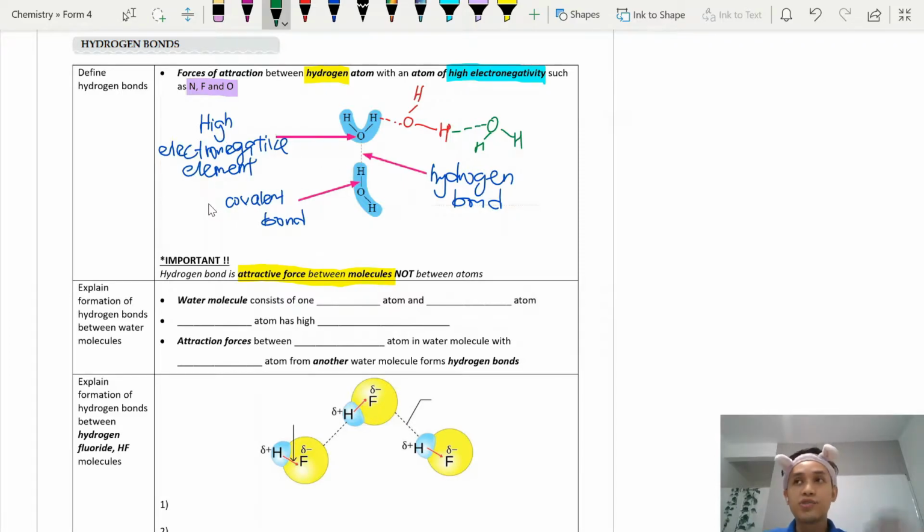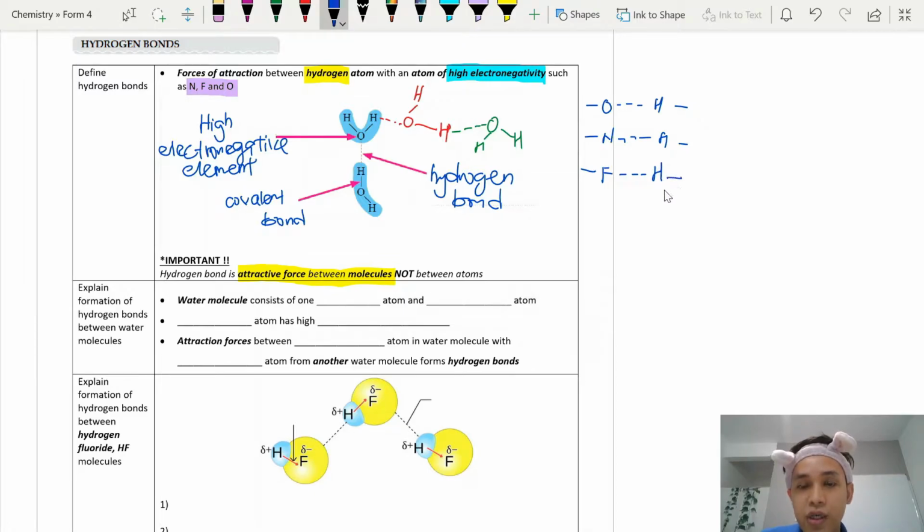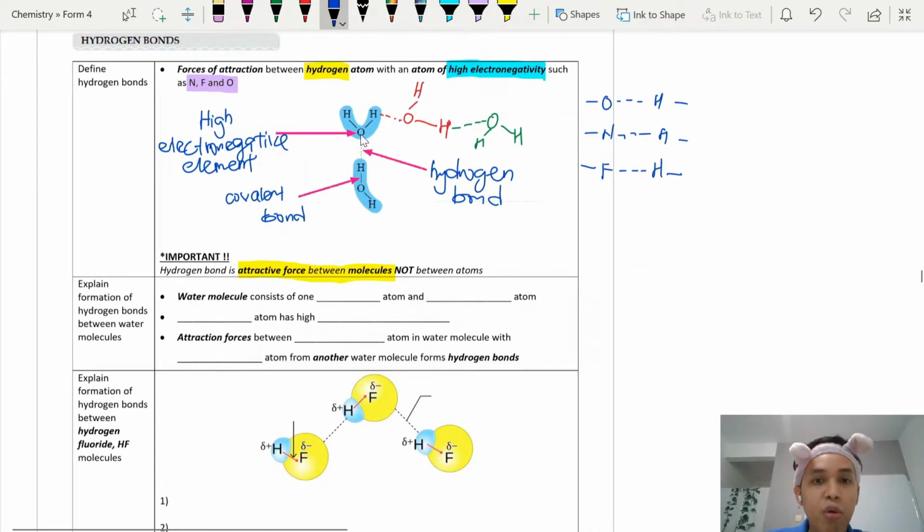The three electronegative elements that you need to learn are nitrogen, fluorine, and also oxygen. So basically you can have three different examples of hydrogen bonding. An example is between O and H, or between nitrogen and hydrogen, or between fluorine and hydrogen. Three different examples of hydrogen bonding. Remember, it's between molecules.